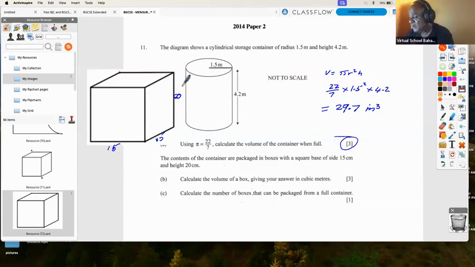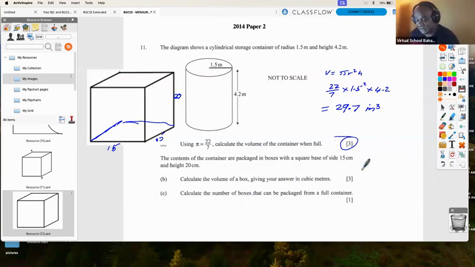If you don't understand, make a little mental sketch of it. So this is the bottom of the box. It has a square base, right? So 15 by 15, and this is the area of the cross section. That is the base. And so 15 times 15 times 20 will give you your answer.